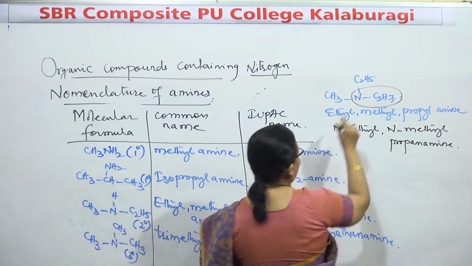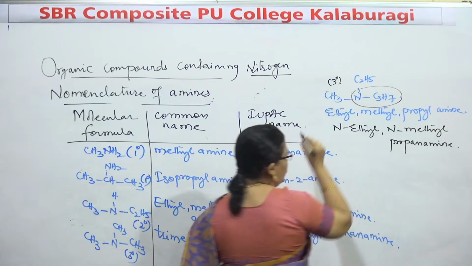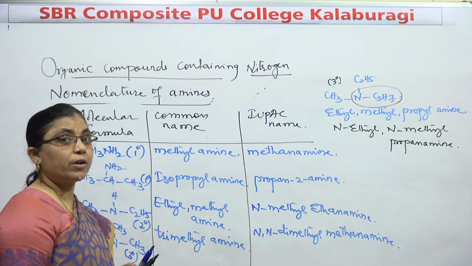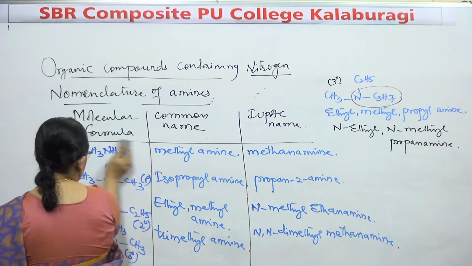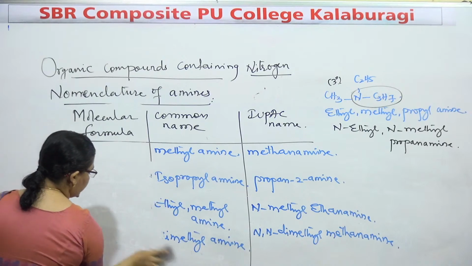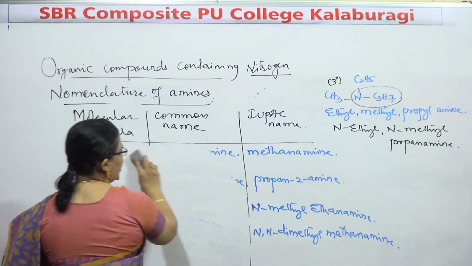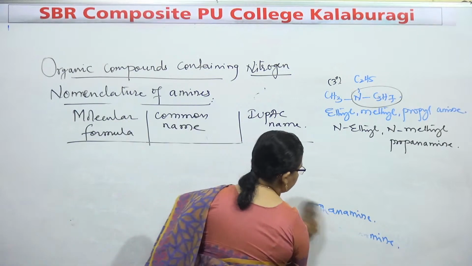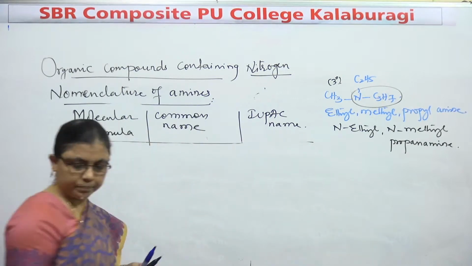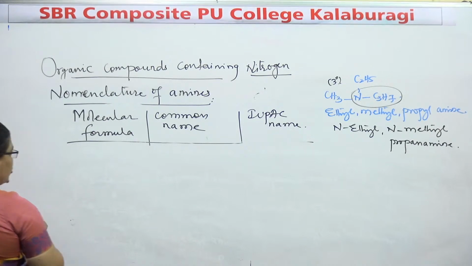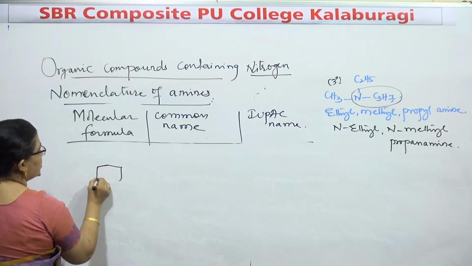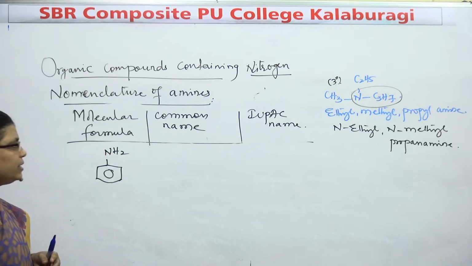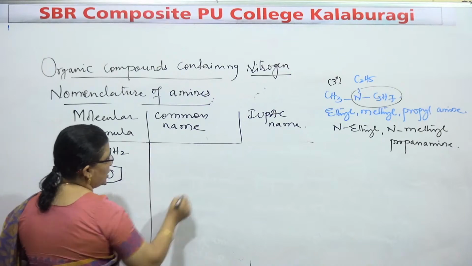This comes under which class? Tertiary. Now we'll go to some of the examples in which the parental chain is derived from what? Aromatic. Let us move to some of the examples. Instead of alkyl groups, they may contain aryl groups. If I am going to take benzene directly containing nitrogen, it is aniline. Aniline is a common name as well as an IUPAC name.